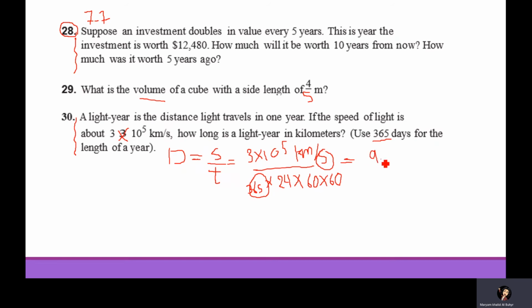9.5 times 10 to the power -3. So now you got the result, and that's the correct result. So that is the distance, that is kilometer. I'm looking for the distance, so that is kilometer.